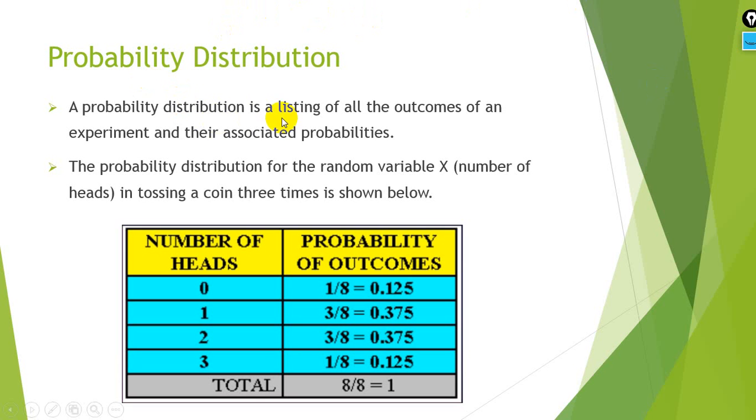Here, a probability distribution is a list of all the outcomes of an experiment and their associated probabilities. The probability distribution for the random variable X, number of heads in tossing a coin 3 times, is shown below.